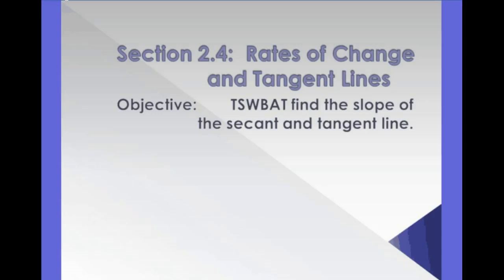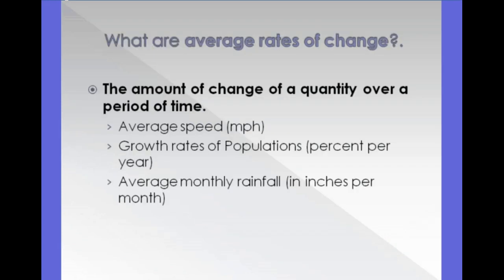So we are looking at section 2.4, rates of change and tangent lines. This is your first introduction to calc and derivatives. Our goals for the day are to find the slope of the secant and the slope of the tangent line. In order to find their slopes, we need to know what they are. In order to know what they are, we're going to start with something we do know.